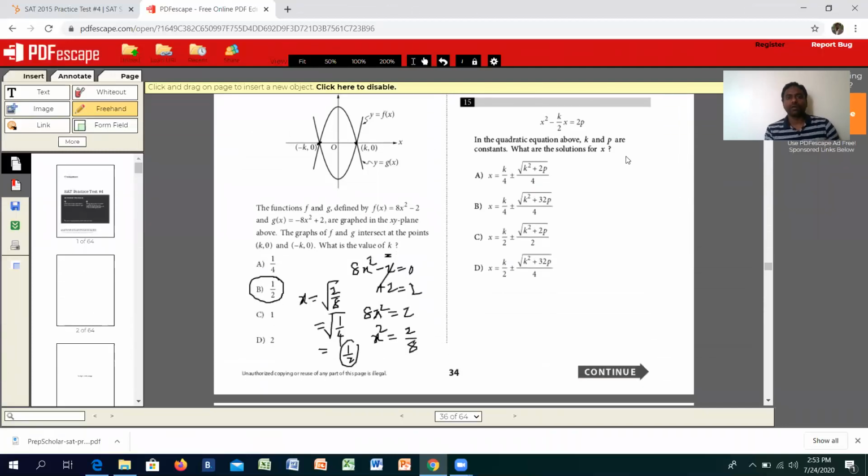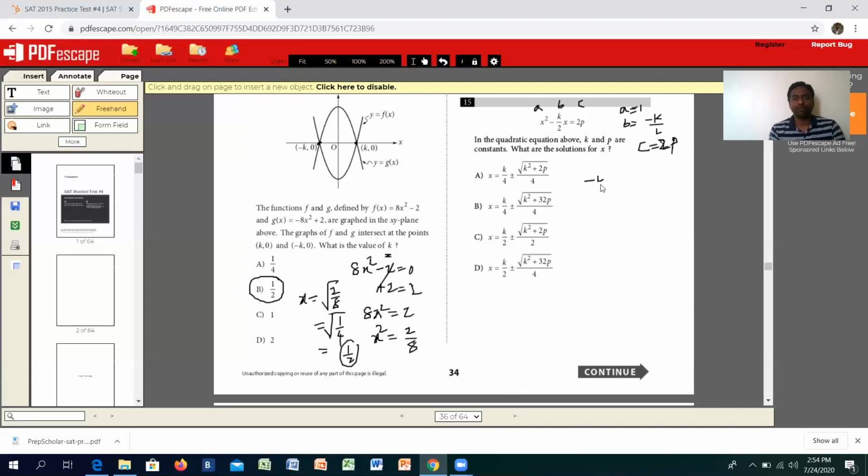Moving on to this one now, a quadratic equation is mentioned in the question. k and p are constants. We need to work out and get the value of x, the solution. Definitely we'll get two solutions, and the options are in radical form. Whenever a quadratic equation is given, we need to write it in the general form by taking the constants together. So my a, b, c values are: a is 1, b is negative k by 2, and c is definitely negative 2p according to the given.